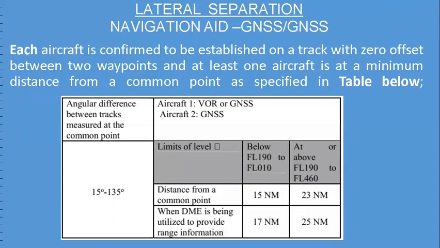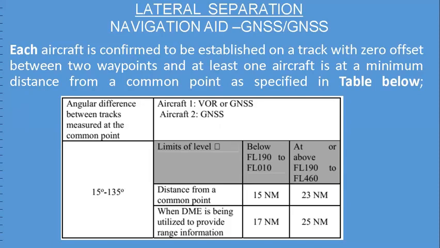Lateral separation based on navigation aid, GNSS. Each aircraft is confirmed to be established on a track with zero offset between two waypoints, and at least one aircraft is at a minimum distance from a common point, which is specified in the table below. So we need the two aircraft to be on tracks whose angular difference, measured at the common point, is from 15 degrees to 135 degrees, both inclusive.